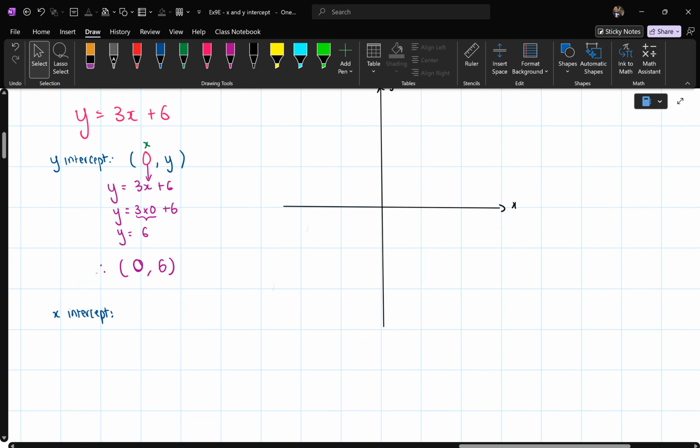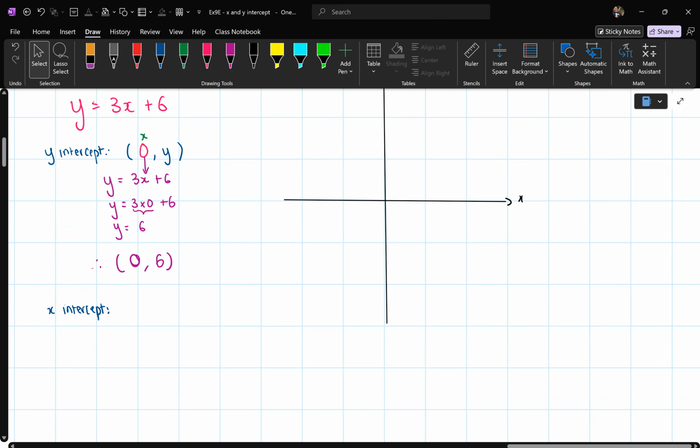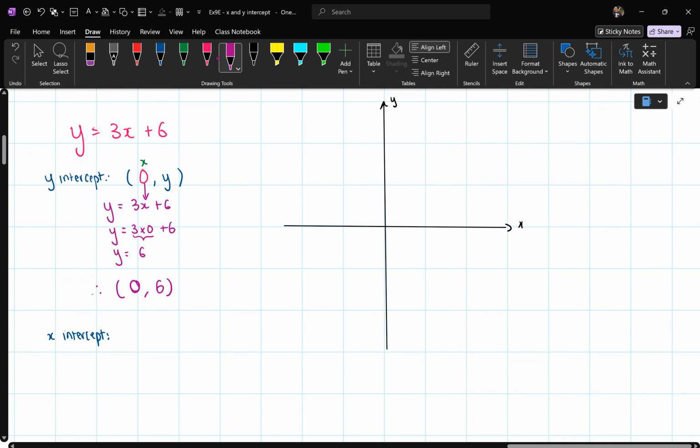And now you only need one more point. So on the y-axis, let's say that's 1, 2, 3, 4, 5, 6. You now know you've got a coordinate right there at 0, 6. You've got 1 point. You only need one more to sketch this line. So how do you do it?